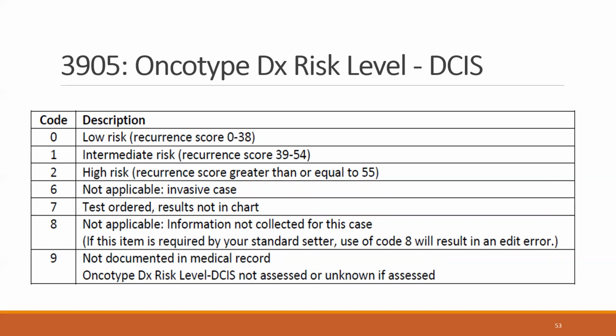Okay, and then here's the risk level. Again, if you're working with an invasive case, you're going to code this as not applicable because you've got two other fields to code this for invasive. But same concept, if you've got the Oncotype DX risk level score and you don't have the risk level, you can plug it into these 0, 1, or 2 and go by your score that you have.